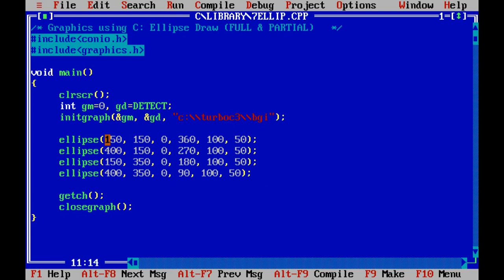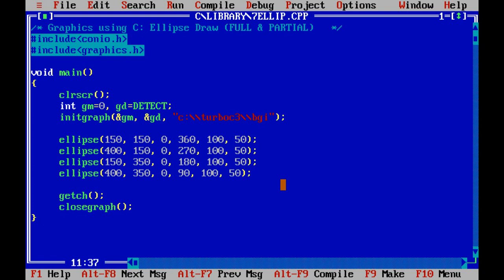The first two parameters, that is in our program 150 and 150, represent the center of this ellipse. The third parameter or third argument 0 represents the starting angle. The fourth argument 360 represents the end angle. The fifth argument 100 represents the length of the x-axis, that means the length of the major axis. And the 50, the last argument, that means the sixth argument, represents the length of the y-axis, that means the minor axis.